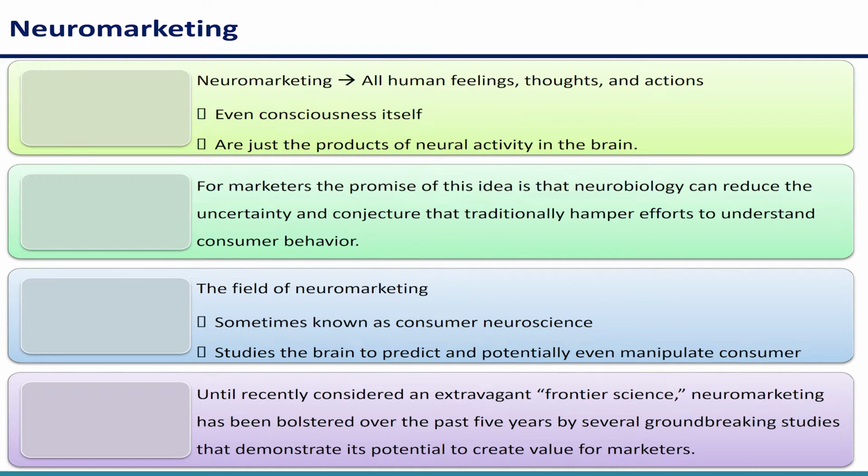The field of neuromarketing, sometimes known as consumer neuroscience, studies the brain to predict and potentially even manipulate consumers. Until recently considered an extravagant frontier science, neuromarketing has been bolstered over the past 5 years by several groundbreaking studies that demonstrate its potential to create value for marketers.